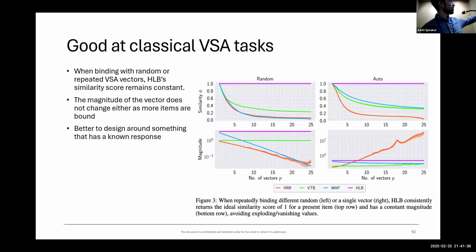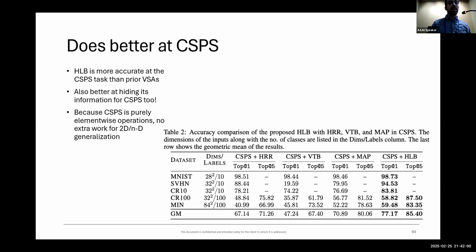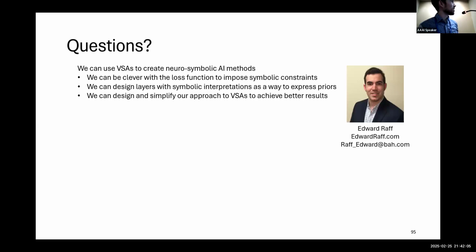So here are plots of a bunch of classical VSA tasks, and we generally see our HLB, the Hadamard derived approach, performing quite well compared to alternatives. And then we redid our XML experiments and others with our new approach. And we again see that it does better in deep learning applications as well. So, yeah, close enough. Any questions?